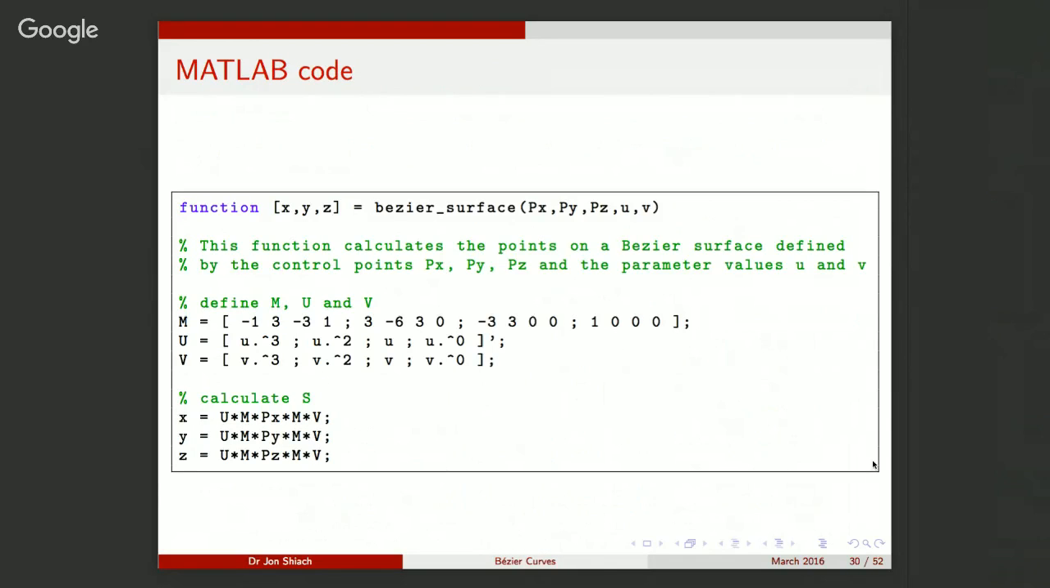So that's the MATLAB. Okay, so there's my M, there's my u, so this is my u array, and there's my v array. Okay, so the inputs for this Bezier surface are Px, Py, Pz, which are all matrices of coordinates of the control points, and u and v, which are your parameter values, an array between 0 and 1. Okay, and there we are at the bottom. To calculate the x, y, and z coordinates, it's u times M times Px times N times v. And we do similar for y with Py and z with Pz.